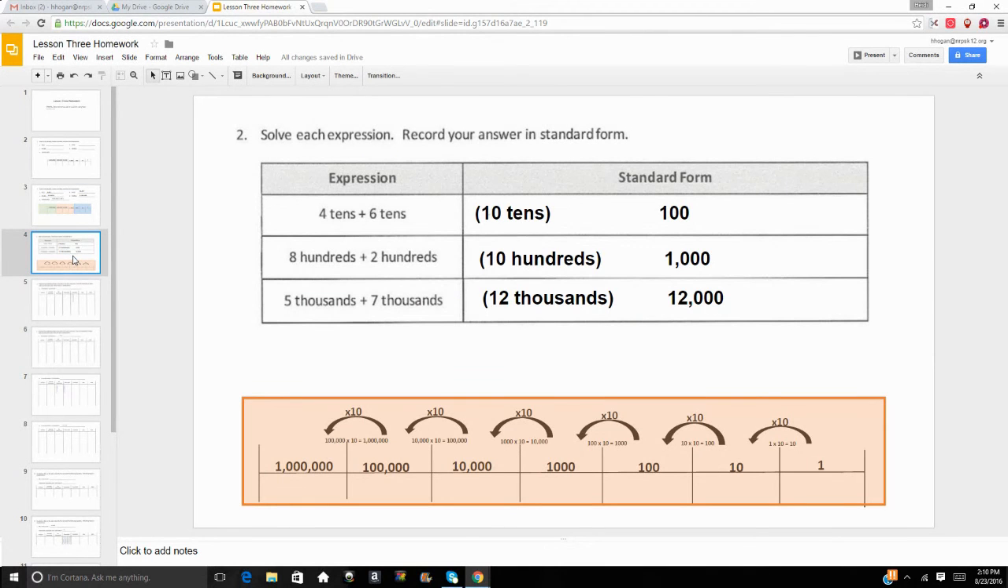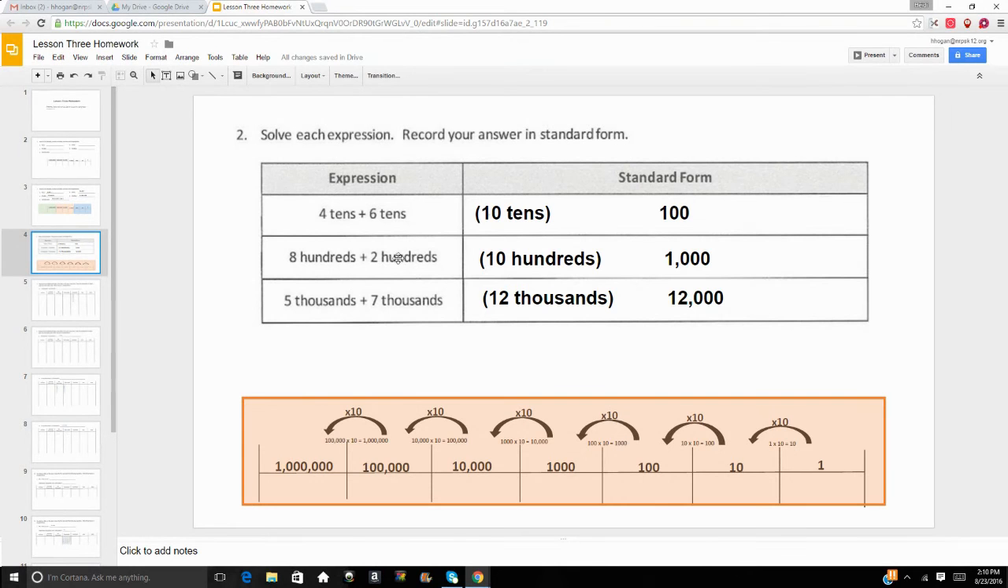And here we go. So we're going to solve these expressions and record the answer in standard form. So in parentheses, I kind of did that to help you, but you should just be writing the standard form. So 4 tens plus 6 tens. So 6 plus 4 is 10. So now you have 10 tens. And we know 10 times 10 is 100. So that would be 100.